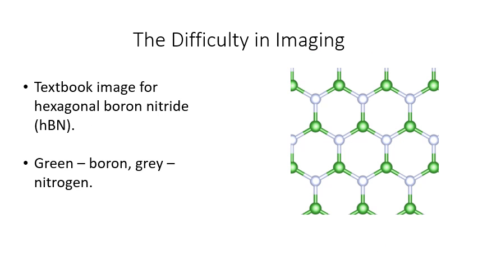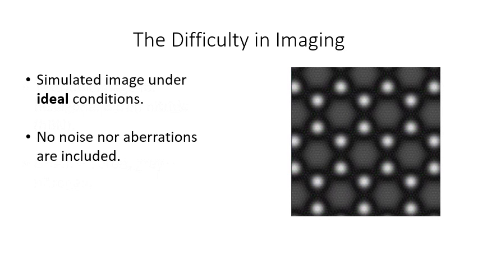But we run into a few problems. Consider the textbook image for hexagonal boron nitride, or HBN. Here, green are boron and gray are nitrogen. Now, this is an ideal image with no noise whatsoever. The atoms are perfectly still at 0 Kelvin, and we have a perfect lens with an infinite number of electrons being shot at the material. Even still, we have difficulties distinguishing the borons from the nitrogens, but nothing a line profile can't solve.